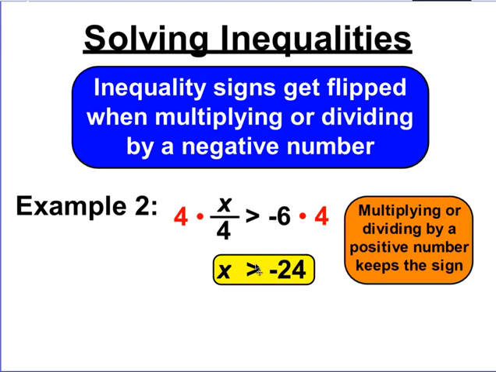So let me do that. If I put 0 in, 0 is greater than negative 24, right? If I put 0 in here, 0 divided by 4 is 0. And that number 0 is greater than negative 6. 0 is greater than all negative numbers, so that's true. Okay? So again, when the number that you're multiplying or dividing by is positive, like it is here, you keep the sign the same. When it's negative, like in the first problem, it switches.